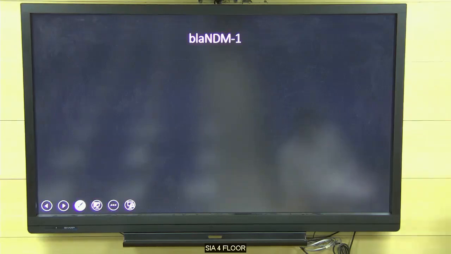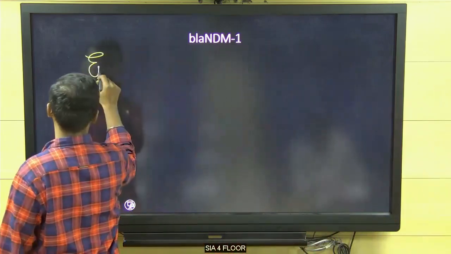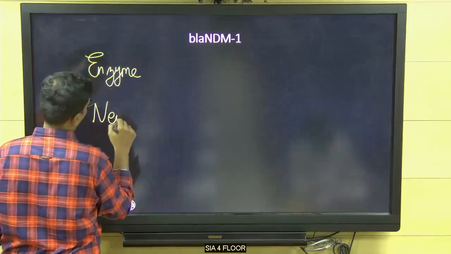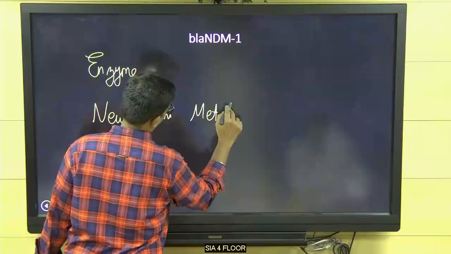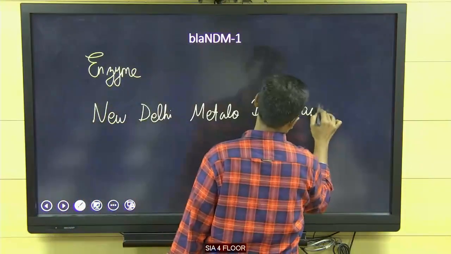BLA NDM 1, important. BLA NDM 1. It's an enzyme. I repeat, it's an enzyme. New Delhi metallo beta lactamase.